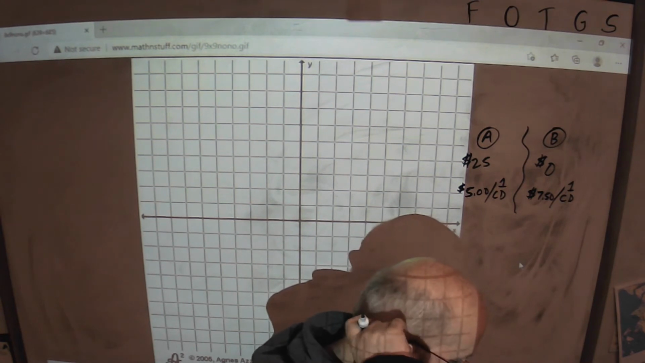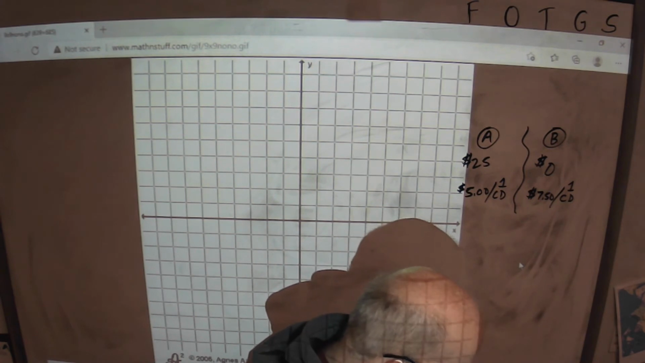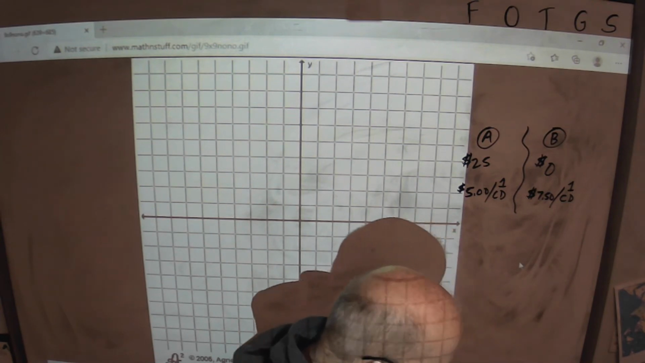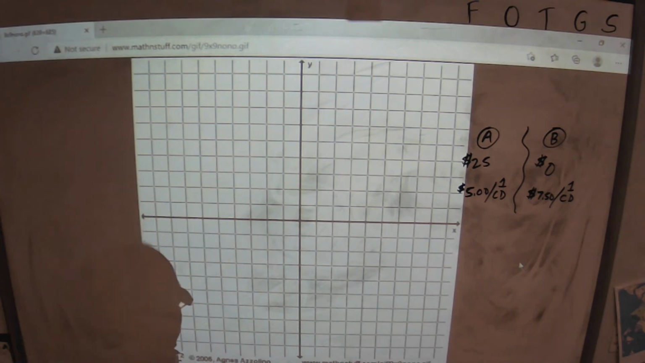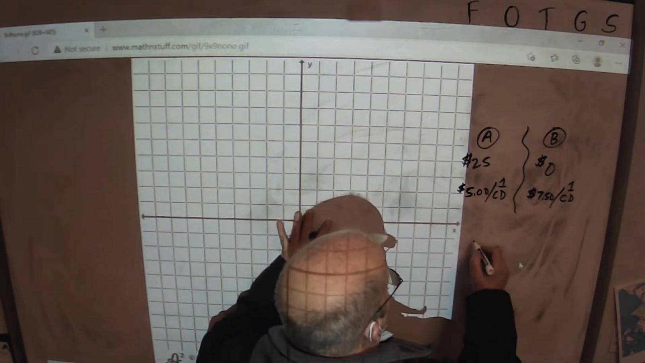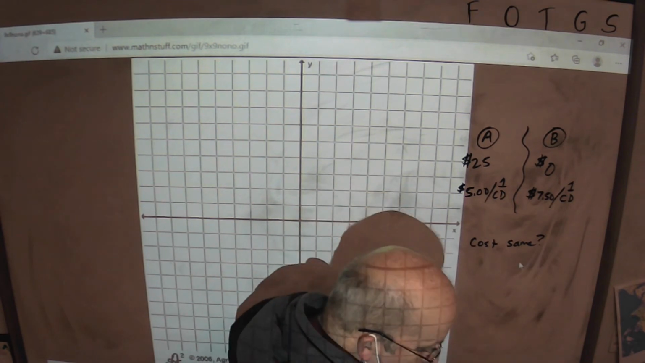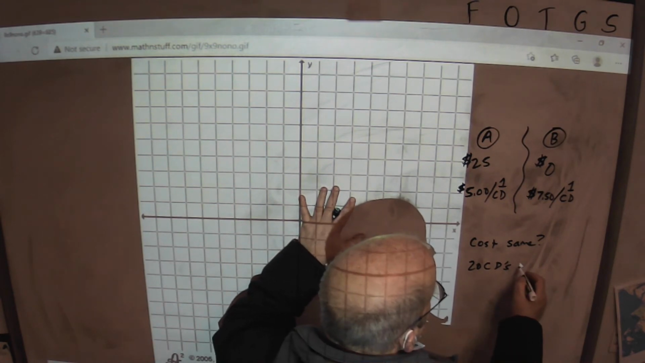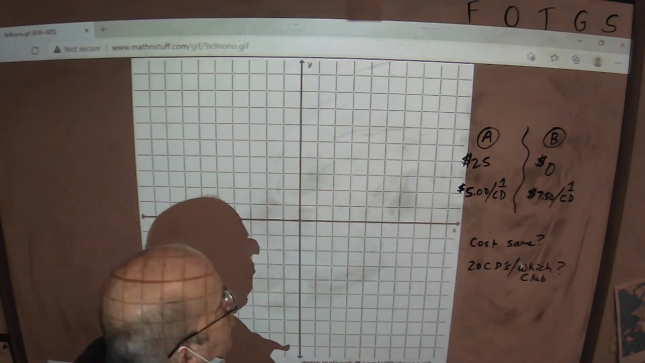How many CDs would you need to buy in a year for the clubs to cost the same? And in which club would it be a better deal for a customer buying 20 CDs in a year? Those are the two questions we're going to try to face here. So when are the clubs going to cost the same, and 20 CDs. If I buy 20 CDs, which club should I go with? Those are the issues we want to solve here.